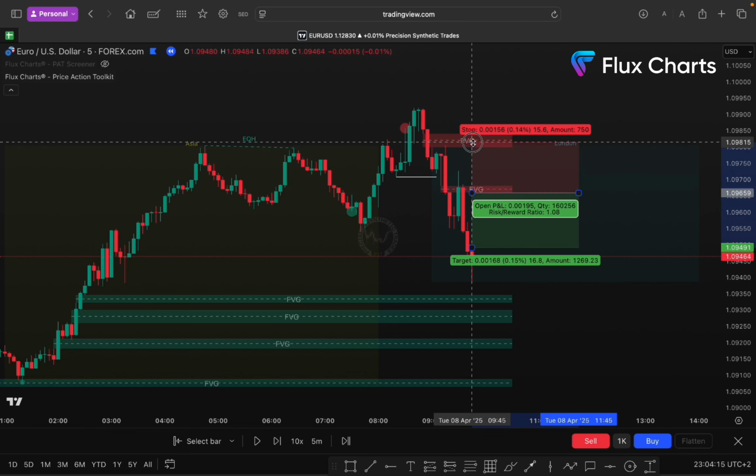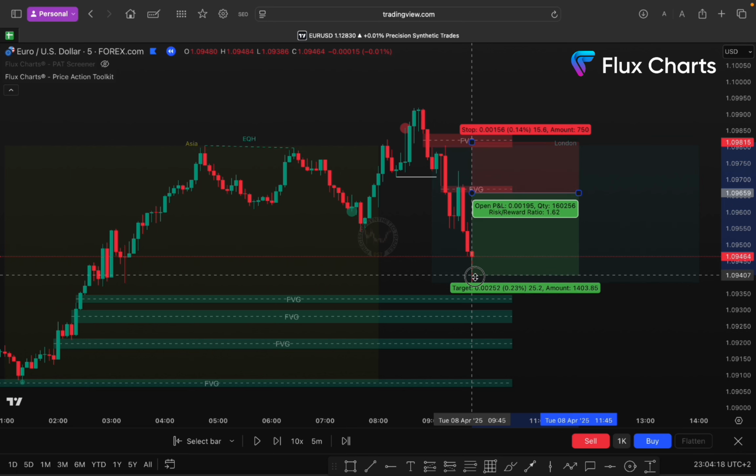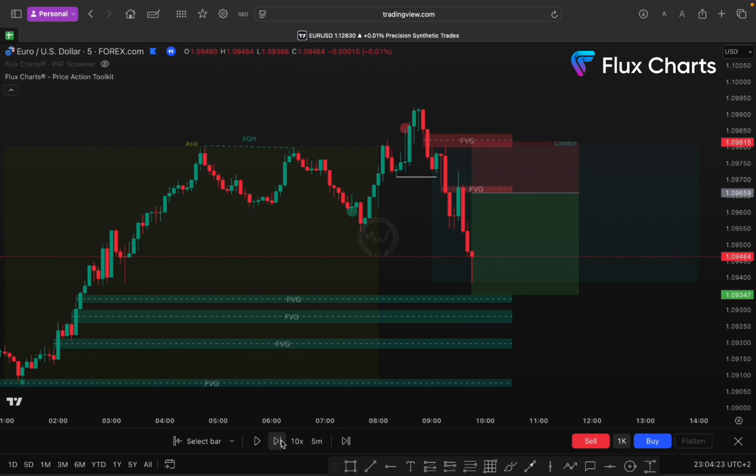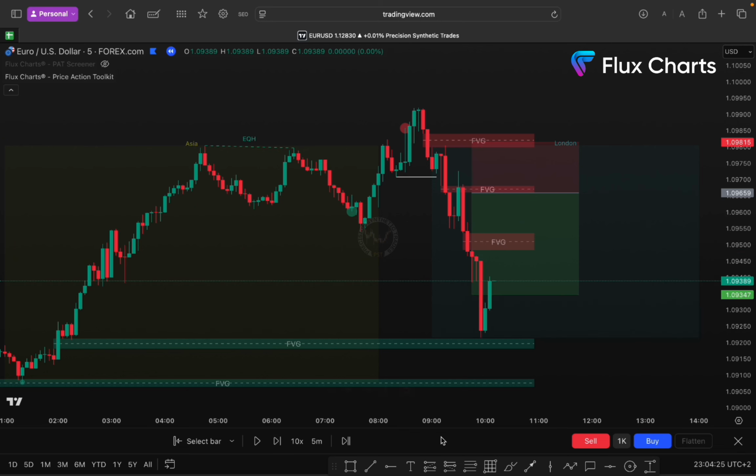So stops above this high, you target a 1 till 2. Let's see if this trade plays out. Beautiful, as you can see. Alright, let's go to another session.